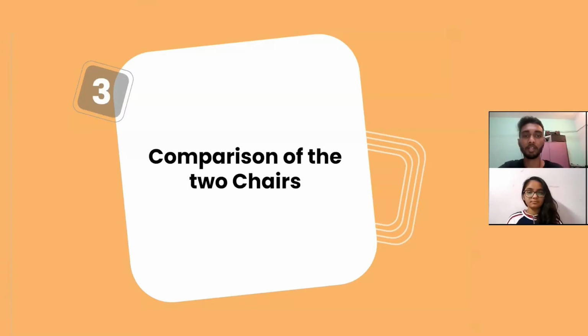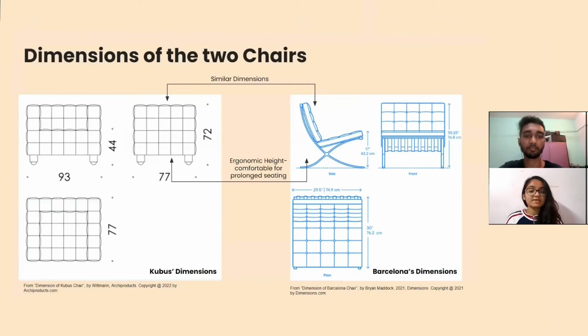Let's have a look at the comparison of the two chairs. Starting off with dimensions, the Kubus chair has a height, width, and length of 72, 93, and 77 centimeters respectively, while the Barcelona chair has a height, width, and length of 77, 76, and 75 centimeters respectively, which is quite similar to the Kubus chair. These ergonomically designed chairs have just the right height to provide comfort to legs and also facilitate long seating hours. The seating area also has an ample amount of space to sit.